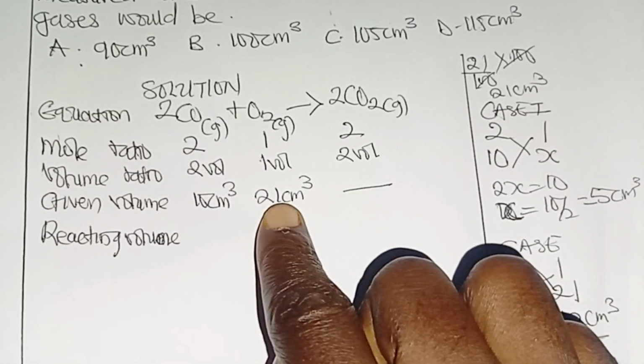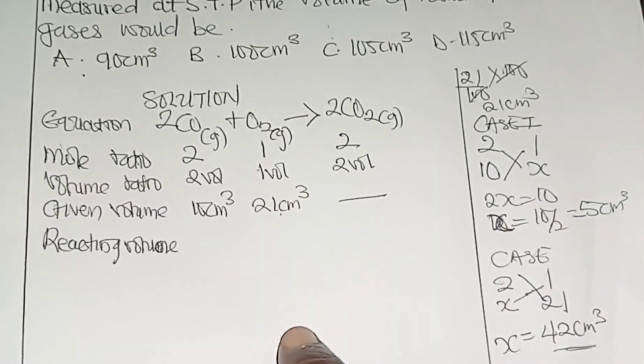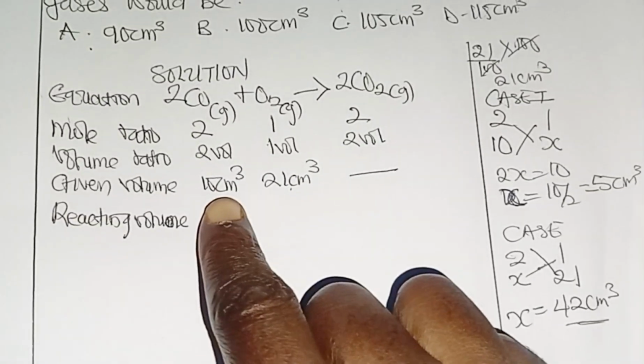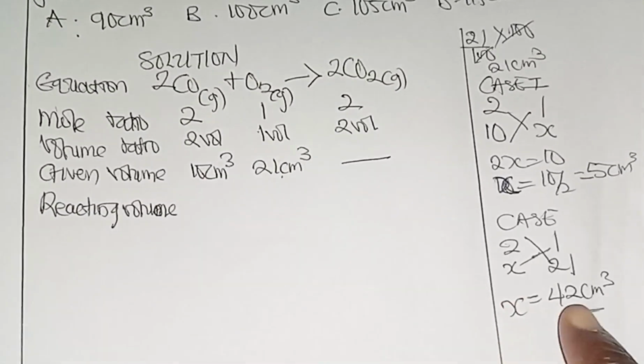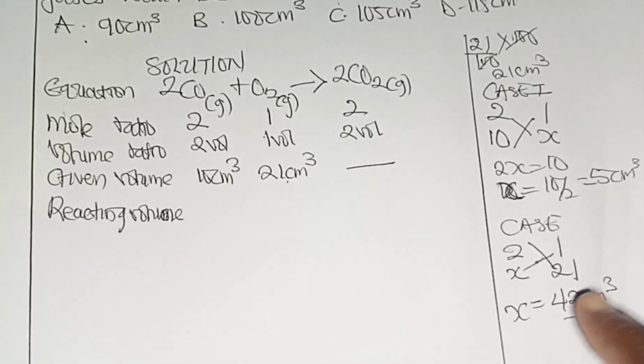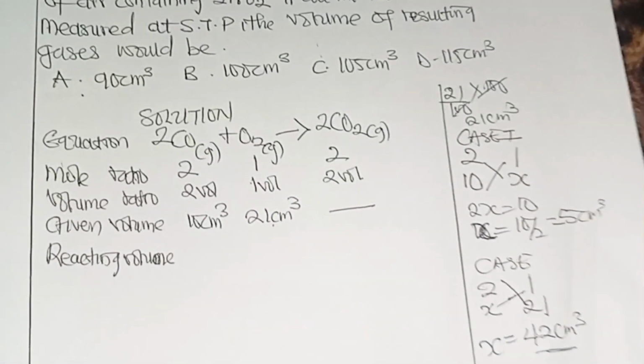Now compare what you solved with what you have in the equation. I have 21 cm cube here, oxygen, and I have a value lesser than 21 cm cube. So it is possible that the reacting volume is 5 cm cube. Now check out for CO. I have 10 cm cube and then I'm having 42 cm cube. It is practically impossible to have a reacting volume higher than the given volume. So it's not possible, okay?